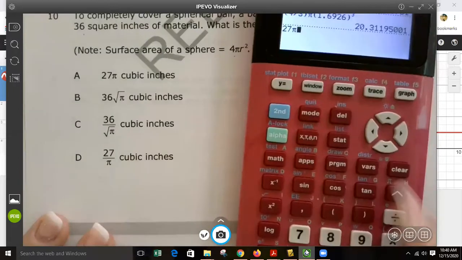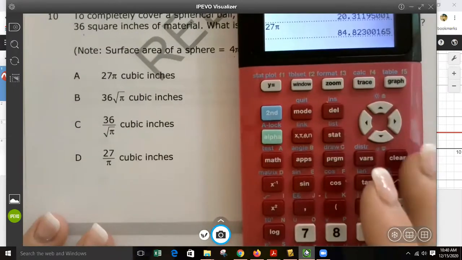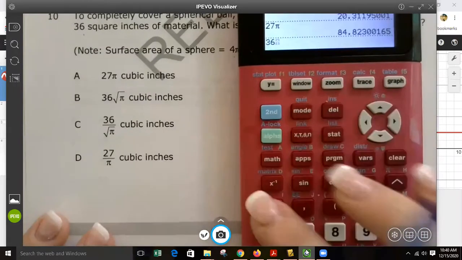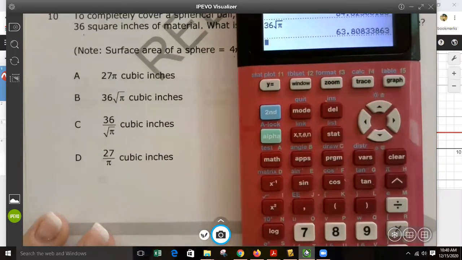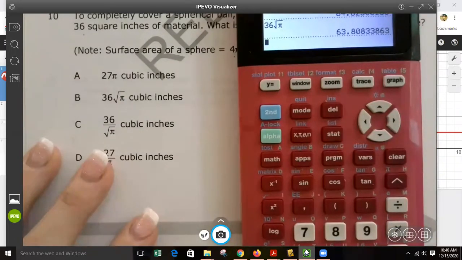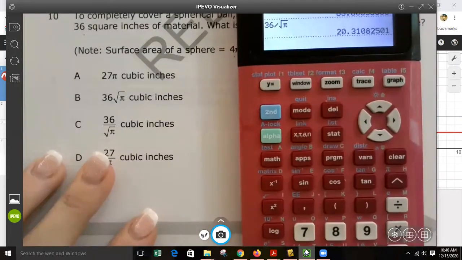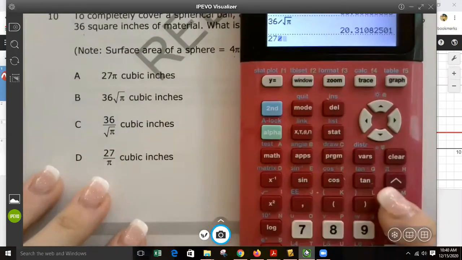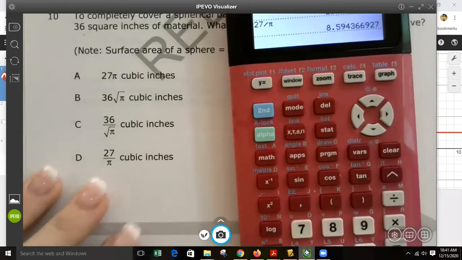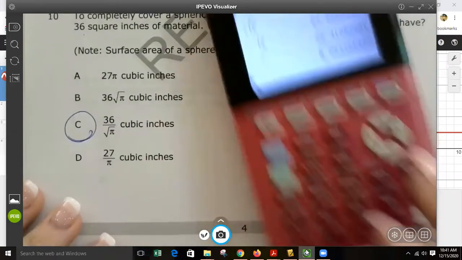So 27 pi is 84, so we know it's not that one. 36 square root pi is 63.8, so we know it's not that one. 36 divided by the square root of pi, there's 20.31, which is exactly what we had. And then 27 over pi is way too small, so our answer has to be C.